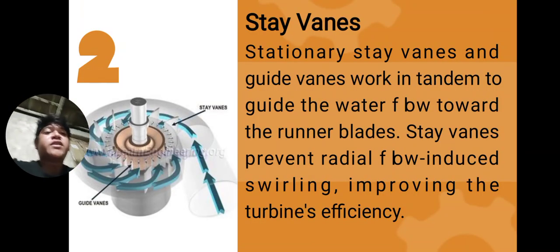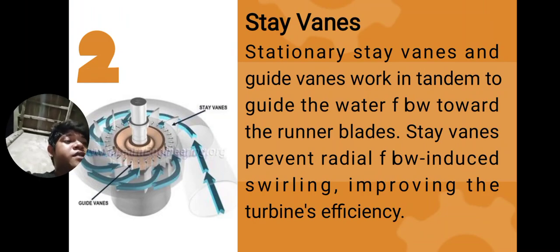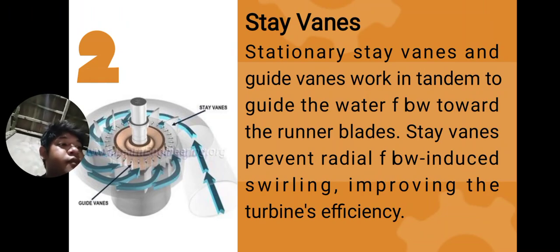So second is the stay vanes. Stationary stay vanes and guide vanes work in tandem to guide the water flow towards the runner blades. Stay vanes prevent radial flow and induce swirling, improving the turbine's efficiency.